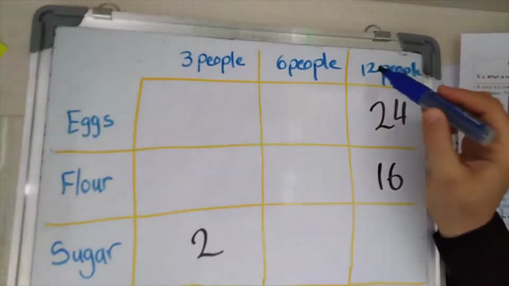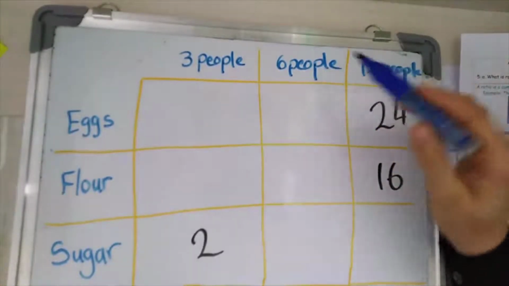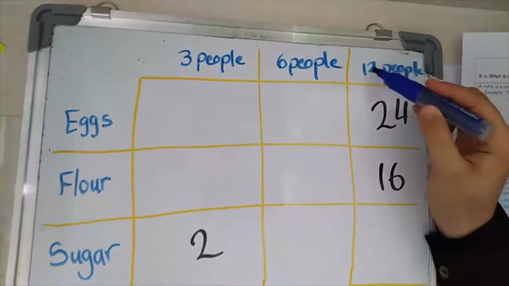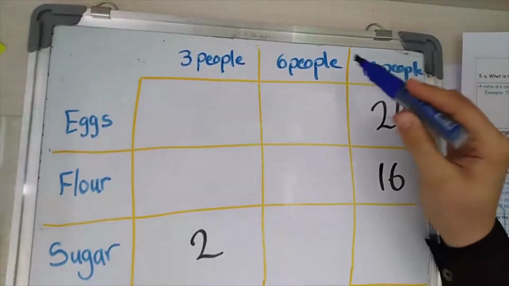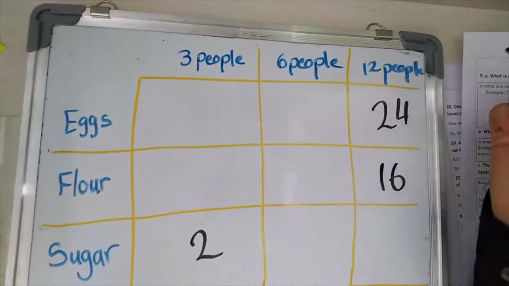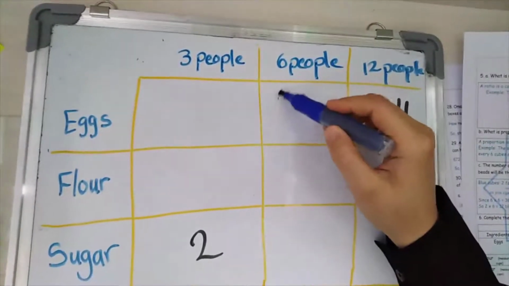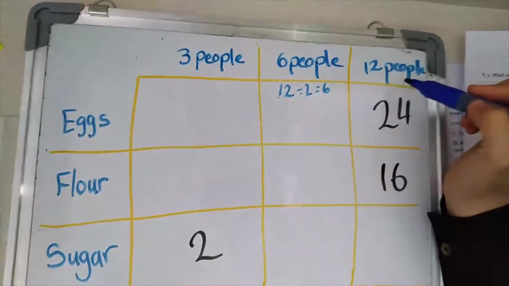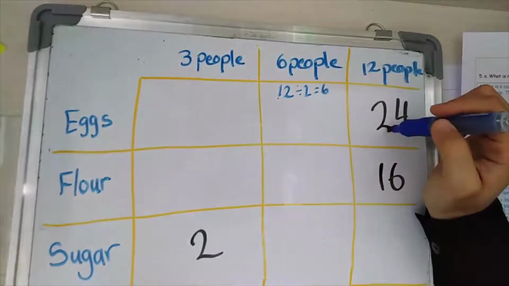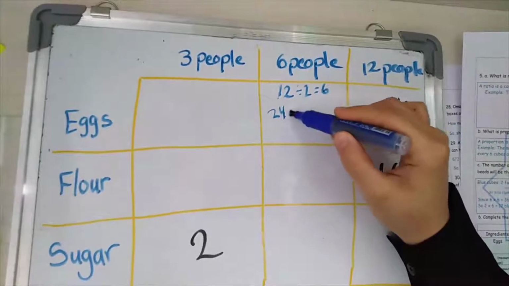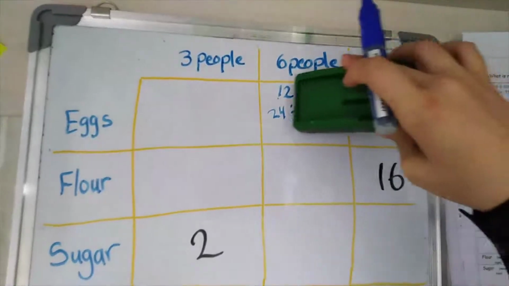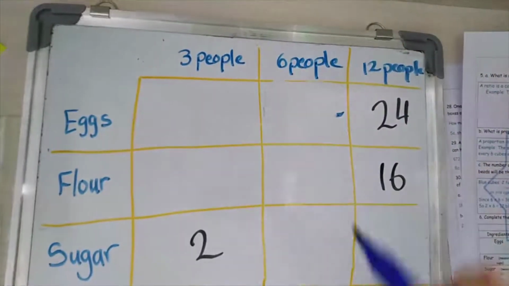Since 12 people became 6 or became 3, I need to change the number of eggs as well. 12 was reduced to 6 by simply dividing by 2. So when I divide 12 by 2, I get 6, right? So I'll apply the same thing over here. I will divide 24 by 2, which is 12. So I'm going to erase that and write the answer as 12.